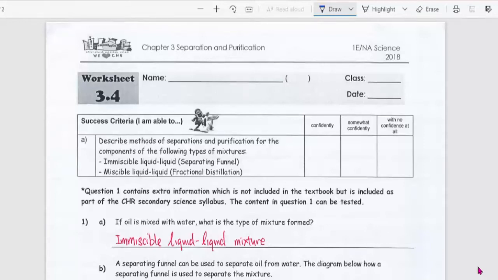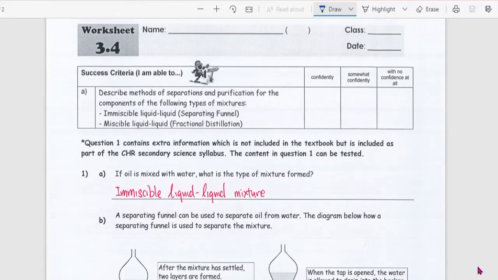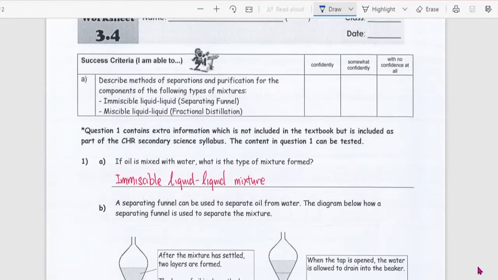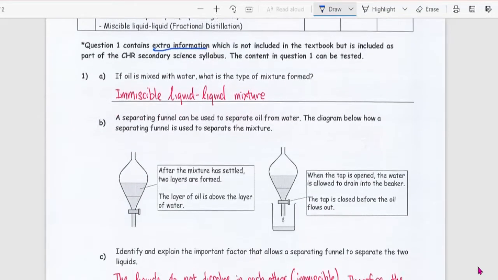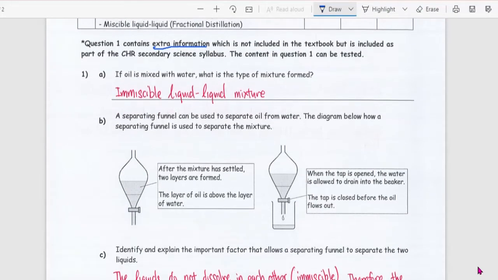Now let's go on to worksheet 3.4. Do take note, this first question here is actually extra information, so it's not included in the textbook. This worksheet 3.4 is relatively important, so you need this to study.